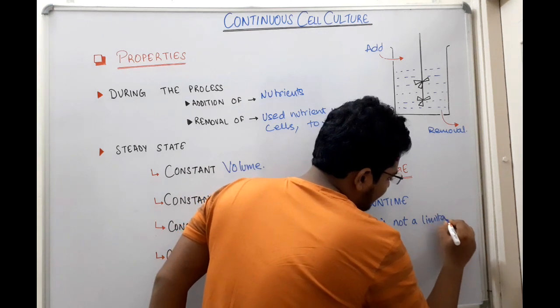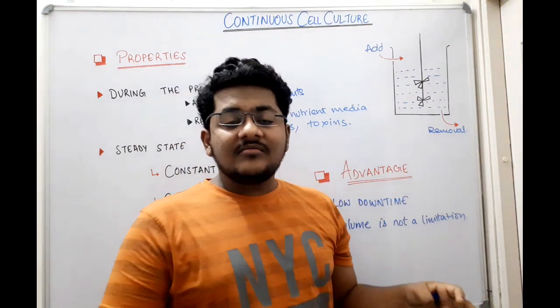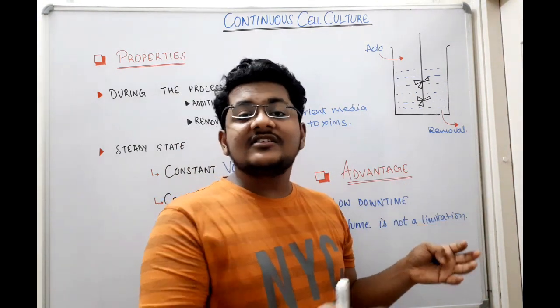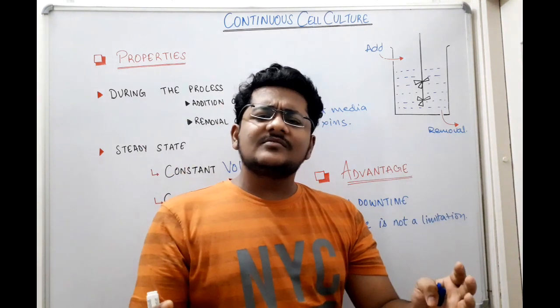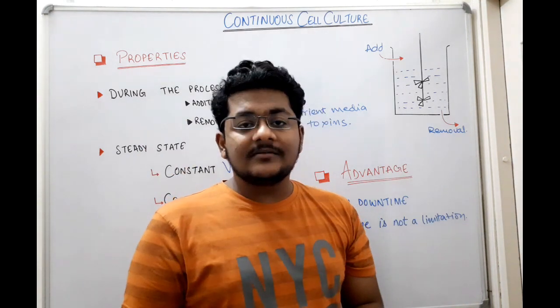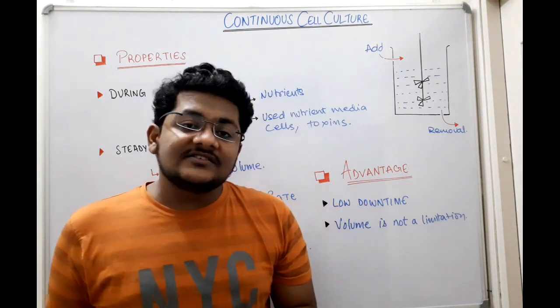Even if there is a small volume of bioreactor, we can continuously add nutrient media and continuously remove cells and used nutrient media. So you can culture a large amount of cells even with a small vessel, even with a small bioreactor. These are the two major advantages of this process.